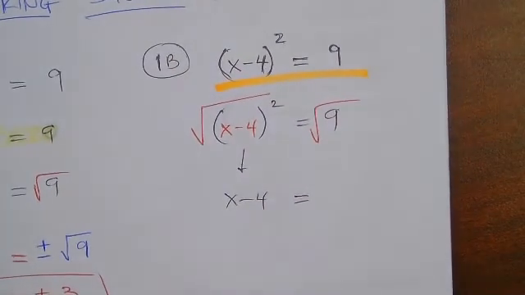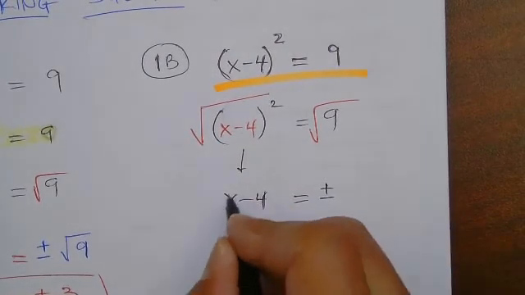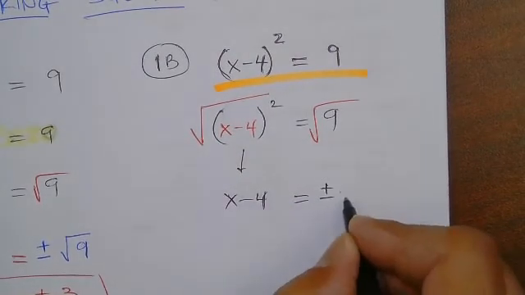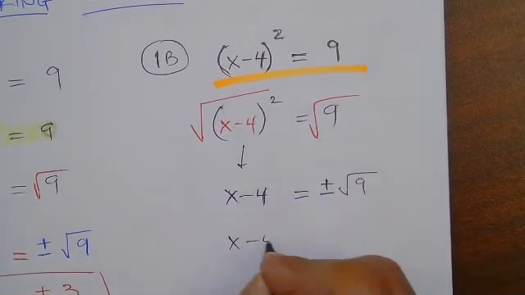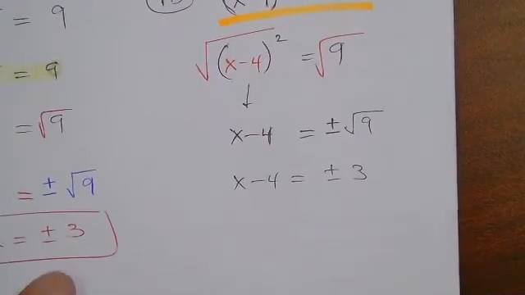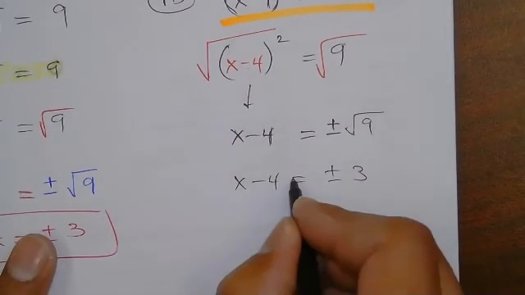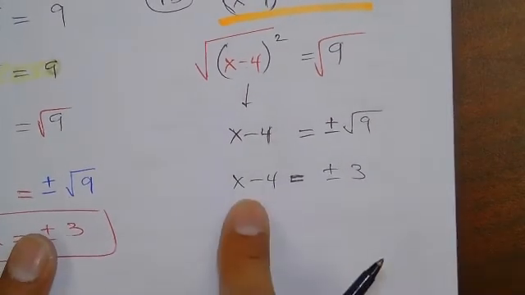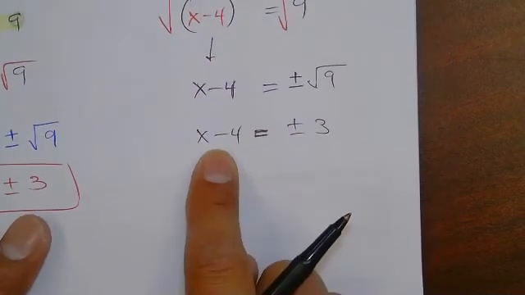Equals what, guys? Plus minus. And yeah, you should put the square root of 9, but we know the square root of 9 is going to be what? X minus 4 equals, everybody agree it's plus minus 3? Okay. Is that it? No. See, this is where it's a different ballgame. The problem is not finished. You have not solved for x. Do you agree x is not by itself? Yeah.